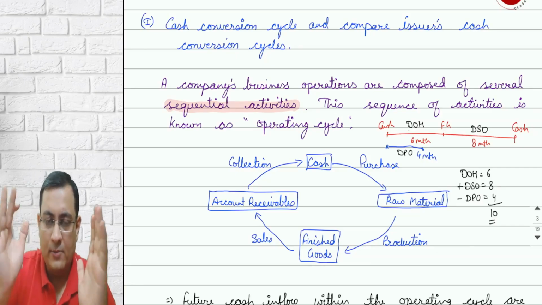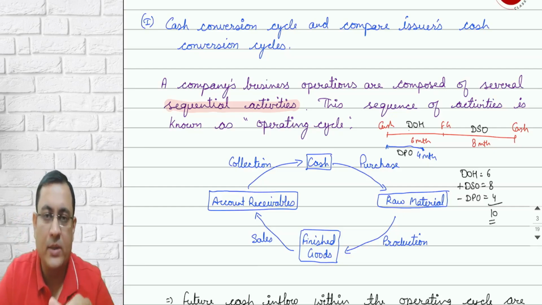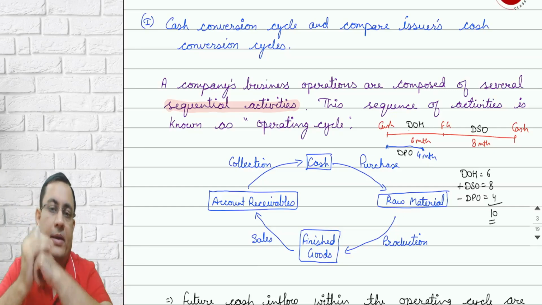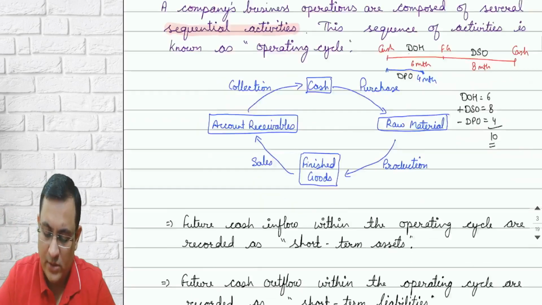So in all, the money is in the process, in the cycle, for 10 months, and this period is called the operating cycle or cash conversion cycle. So what is the formula of cash conversion cycle?